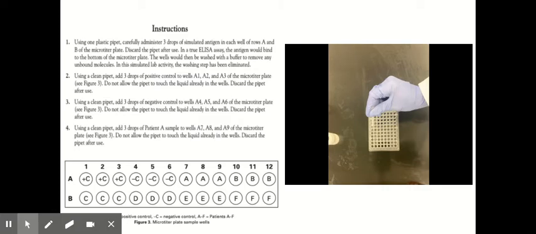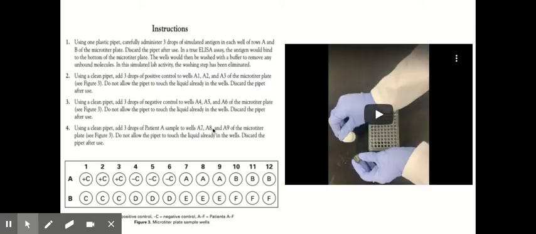In a true ELISA assay, the antigen would bind to the bottom of the microtiter plate, and the wells would then be washed with a buffer to remove any unbound molecules. But since this is a simulated lab activity, that washing step is eliminated from this protocol.